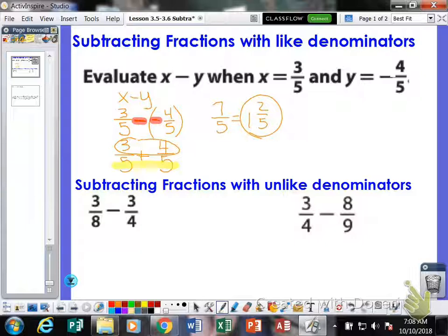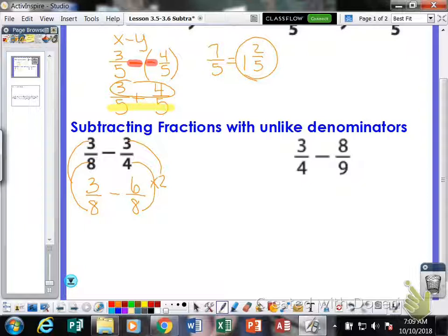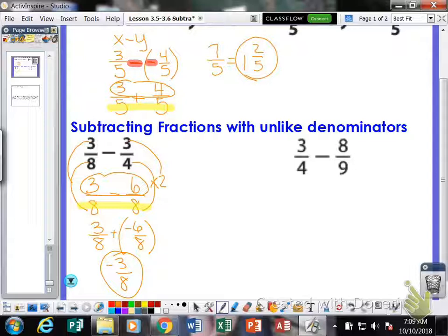So 3/8 minus 3/4. They're not the same denominator, so I have to find a common denominator. This one, hopefully we can see that it is 8. 8 times 1 is 8, so 3 times 1 is 3. 4 times 2 is 8, so 3 times 2 is 6. And then 3 minus 6, because the denominators are now the same, we can subtract that. So 3/8 plus a negative 6/8 would be negative 3/8 as your final answer.